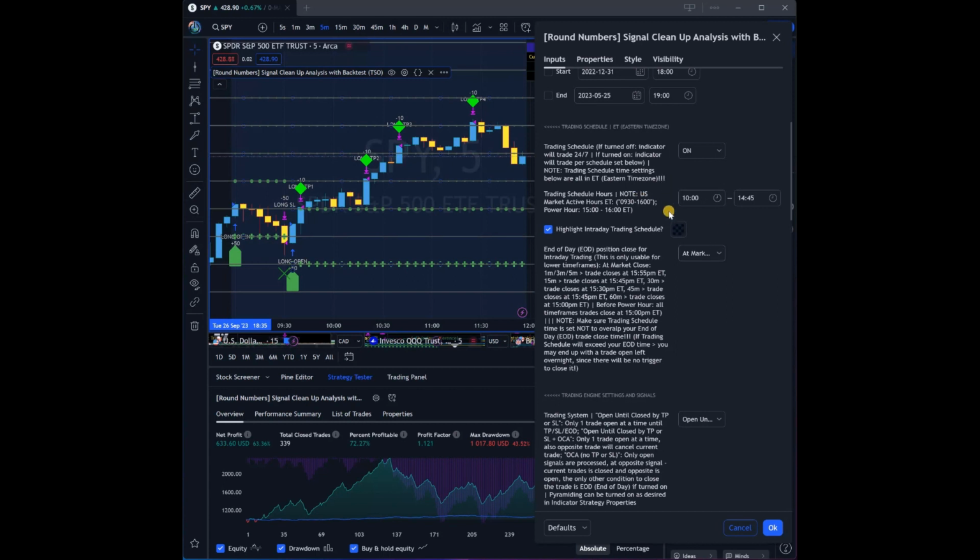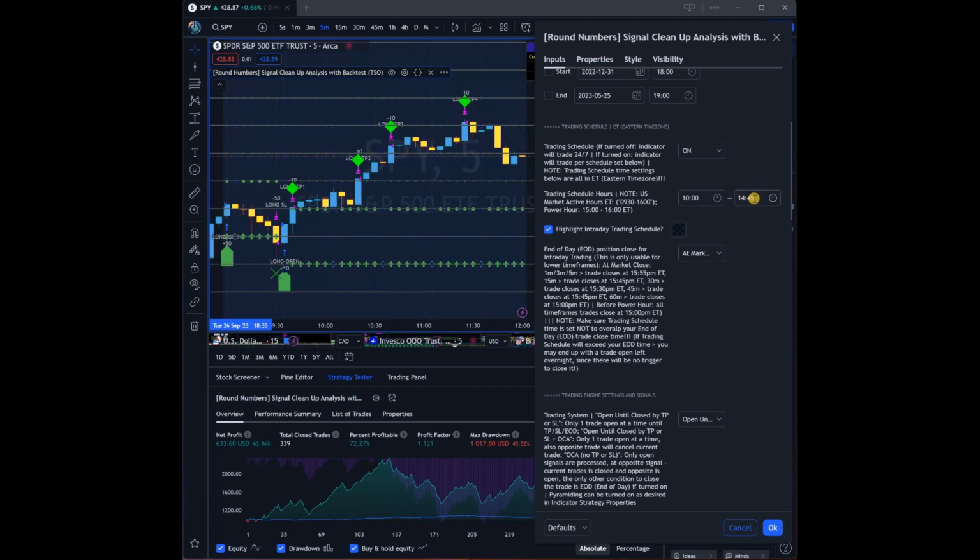Just make sure, very important. Right now it's set to stop giving signals 15 minutes before power hour starts. Just don't get confused. This is 15 minutes before, because the power hour starts at 3 p.m. If there's still a signal 15 minutes before power hour, it's still open, but after that there's no more signals.